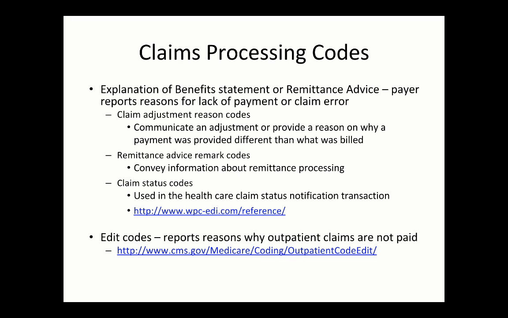Claims processing codes are used when the bills are paid or if there was an error in payment. The explanation of benefit statement or remittance advice is used by payers to report reasons for lack of payment or for a claim error. The codes are broken down into three types. The first type is the claim adjustment reason codes, which are used to communicate an adjustment or provide a reason on why a payment was provided differently than what was billed.